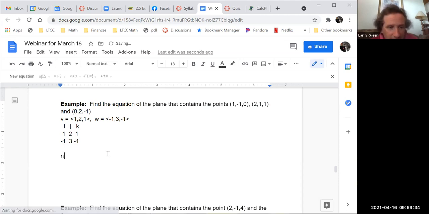So I'm going to write n equals negative 5, comma. The j component is going to be negative, and then it'll be negative 1 minus negative 1, and that's 0. And the k component will be 3 minus a negative 2, which is 5. Any questions so far? Okay.